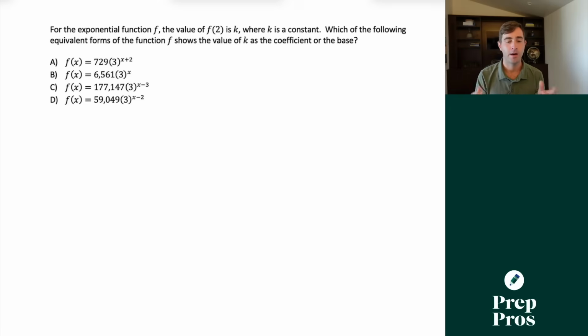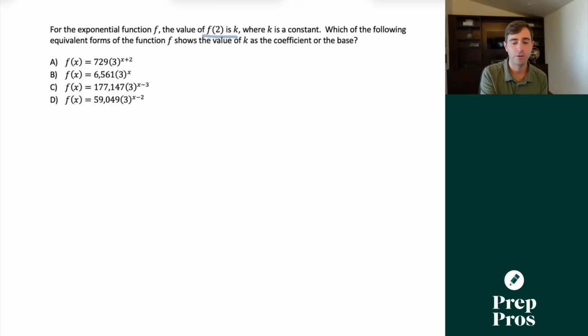Now here we see, for the exponential function f, the value of f of 2 is k, where k is a constant. That just means it's an unchanging value. Which of the following equivalent forms of the function f shows the value of k is the coefficient or base? Now, most students' initial reaction when I work through these types of questions with them is, well, how am I supposed to know what k is? The SAT doesn't define that, so it feels impossible to figure out the correct answer. But once we conceptually understand what this question is asking us, it's actually a lot simpler than it looks.